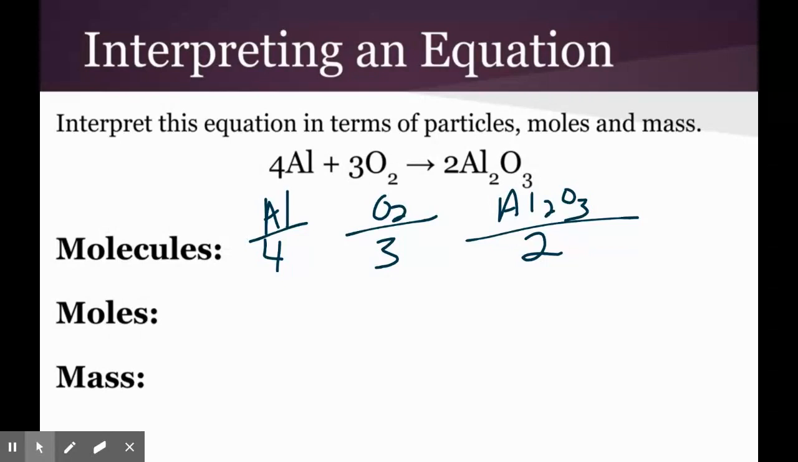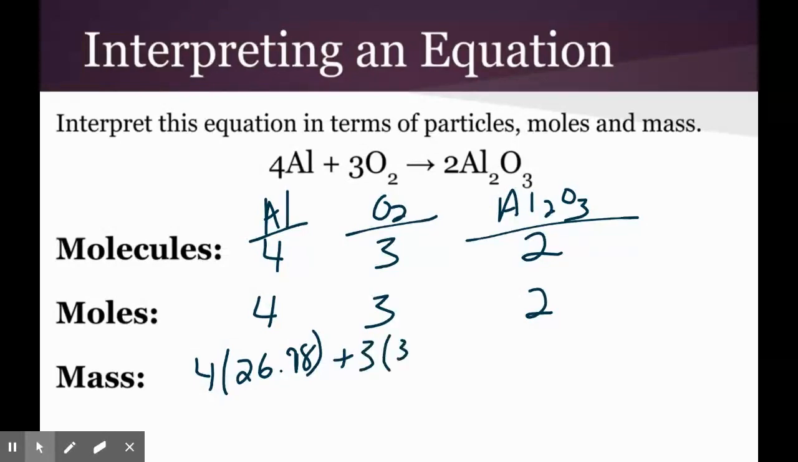The coefficients also tell us the number of moles. So there are 4 moles of aluminum, 3 moles of oxygen, and 2 moles of aluminum oxide. So we use the number of moles to find the mass. For aluminum, we would multiply 4 times the molar mass, which is 26.98, plus the mass of oxygen, which is 3 times 31.98, and that gives us 204 grams for reactants.